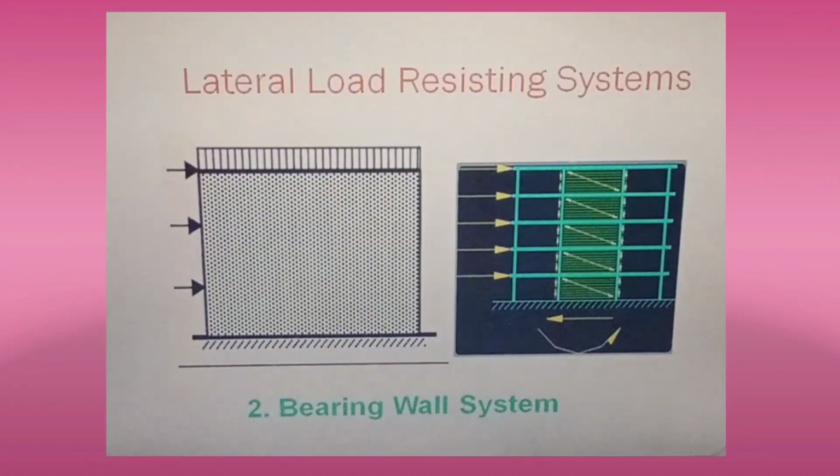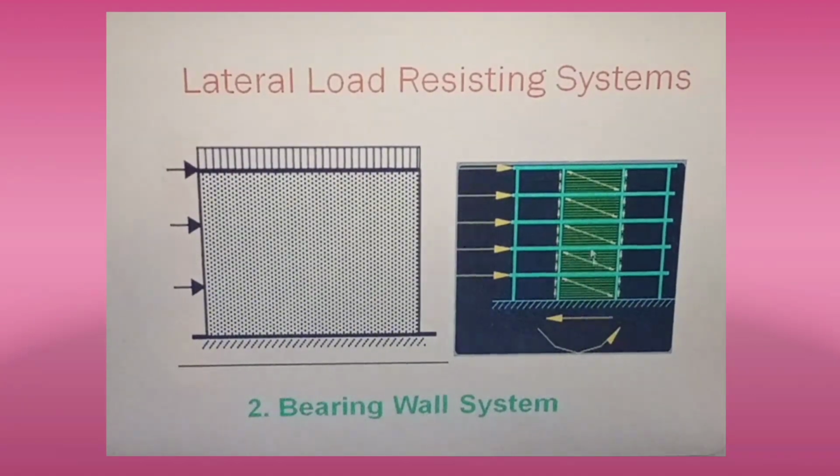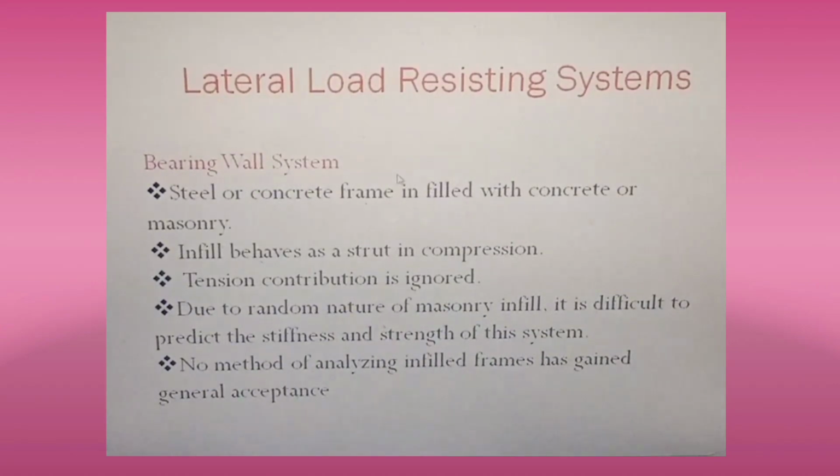Next, coming to lateral load resisting systems. The second one is bearing wall systems. Here you can see the picture. I have taken this as a bearing wall. Consider these are the bearing wall systems. Here, this is a moment resisting frame only, and in that there is a bearing wall system. Let us see what all the features are in the bearing wall system.